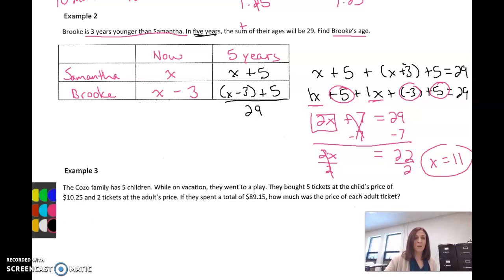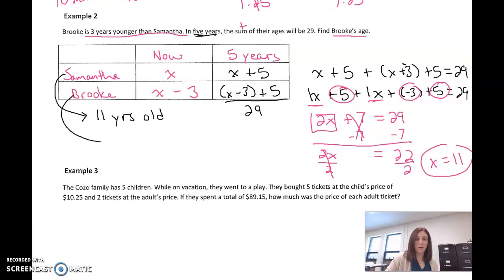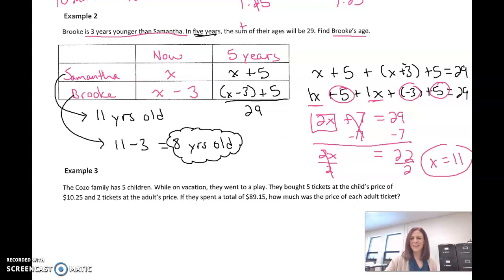What does that mean? Well, x right here is Samantha's age. So Samantha is 11 years old. How old is Brooke? Well, Brooke is whatever Samantha is minus 3. So she's 8 years old. So if we're making sure we're answering the question being asked, Brooke is 8 years old. Okay, again, I understand that's a little bit tricky. This table helps us set it up, and then you're just adding whatever you put in those boxes. One more example. Okay.